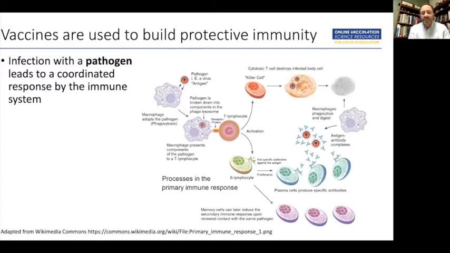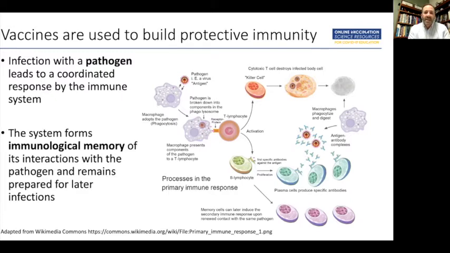An important part of building protective immunity is the process of immunological memory, which means having cells in our body that are able to recognize and again mount a specific response to that pathogen upon subsequent re-exposure. In other words, to make us prepared for later infections. So our goal, of course, through vaccination is to have this taking place both at the individual level and at the population level.